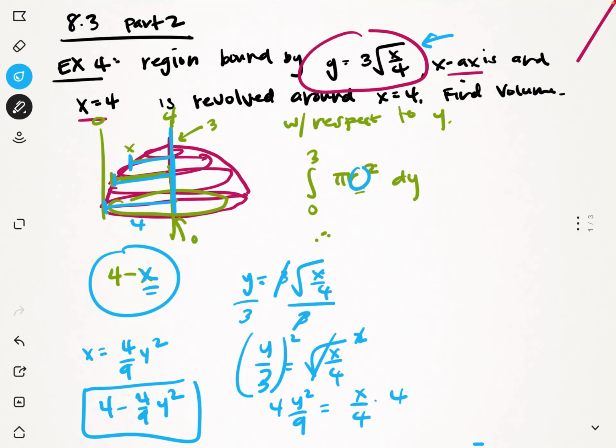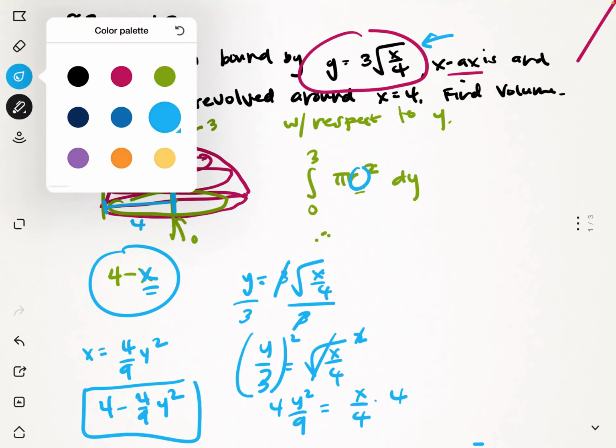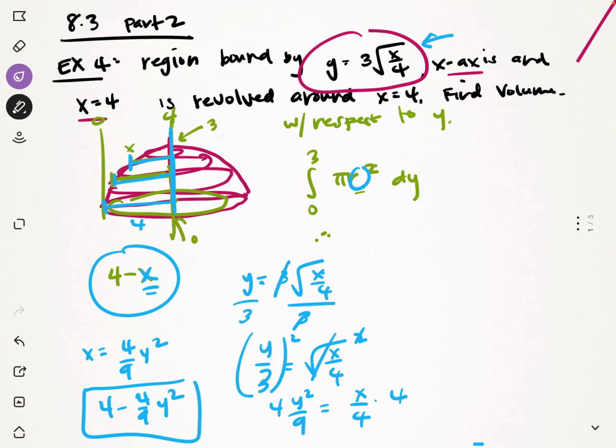Okay, so what we're going to do is our integral from 0 to 3 of pi times 4 minus 4/9 y squared dy. And we could do this using a calculator, but I think we'll be all right.